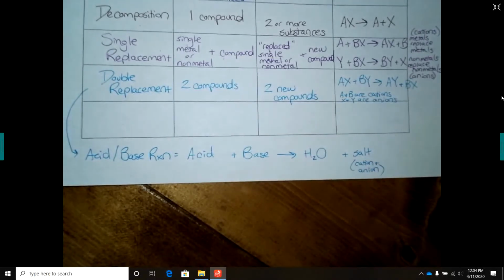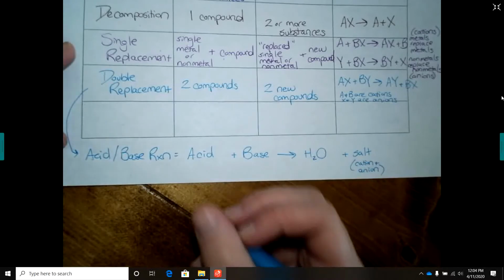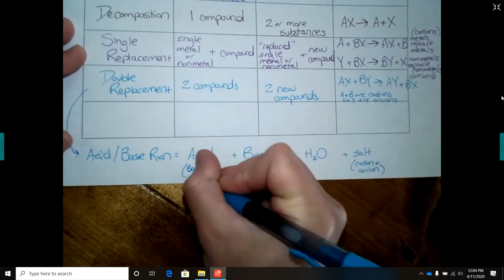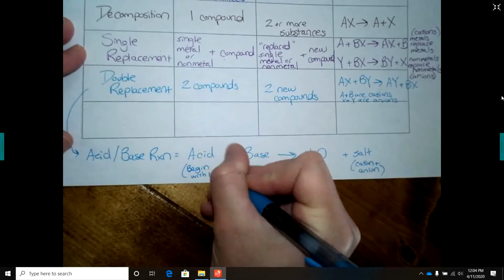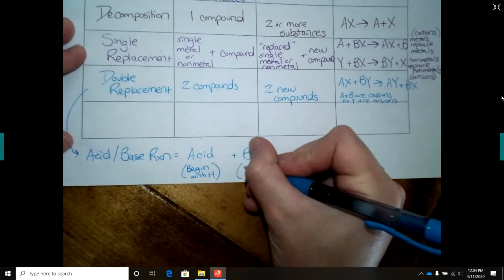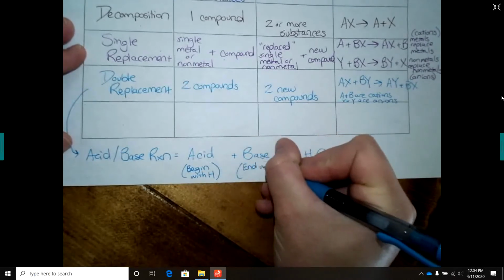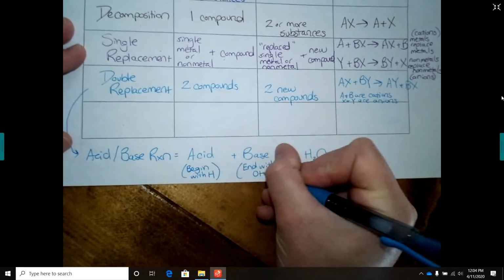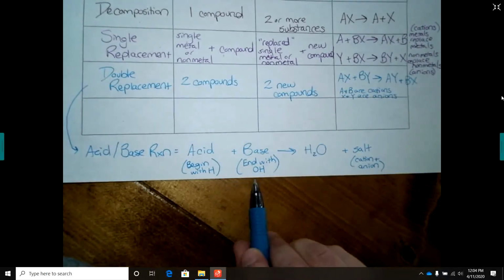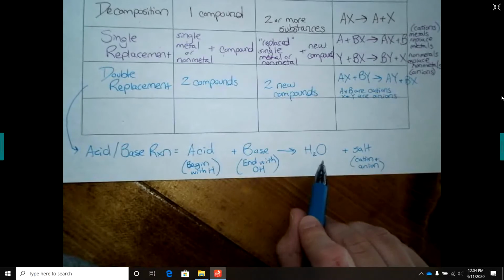How are you going to identify that something is an acid? It's going to begin with hydrogen. And how are you going to know that something is a base? It's going to end with OH. And that's how we get water. The H and the OH come together to make water. So we'll probably see an example of that in just a minute.